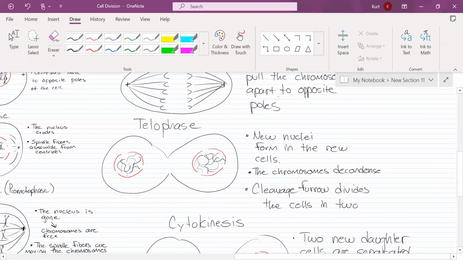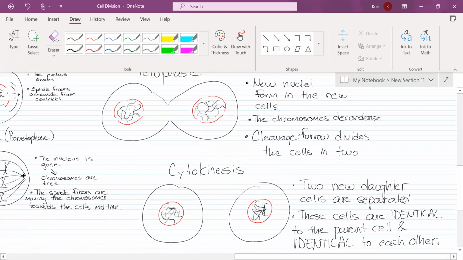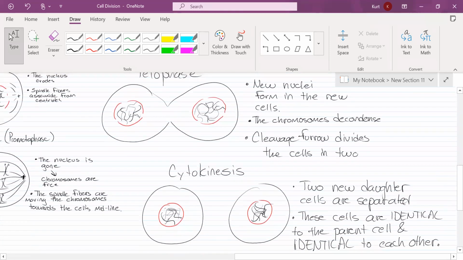Okay, after telophase, we have cytokinesis, and that is the end. We now have 2 separate daughter cells. These daughter cells are identical to each other, and they are identical to the original parent cell. There have now been 2 cells successfully formed from one parent original cell. Cytokinesis is not part of mitosis, but it is part of M phase. M phase is mitosis and cytokinesis. The cells are now physically separated. And that's all. Well, I'll put that back up.